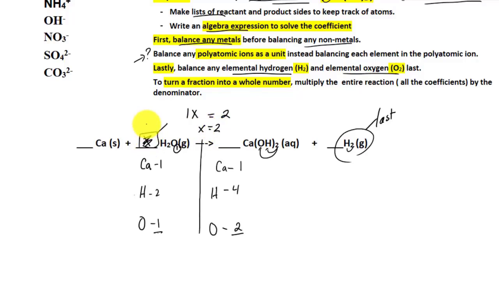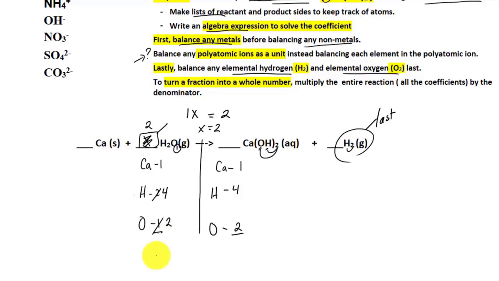So we can cross that out and give ourselves a 2 for the coefficient. Now let's recount. Because you put a coefficient there, it affects every single element in that compound. So we have 2 times 2, that gives us 4 hydrogen. What about 2 times 1? Now that gives us 2 oxygen.